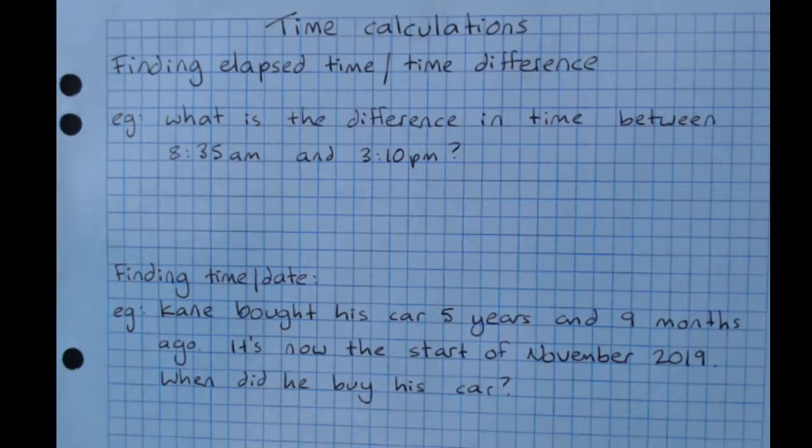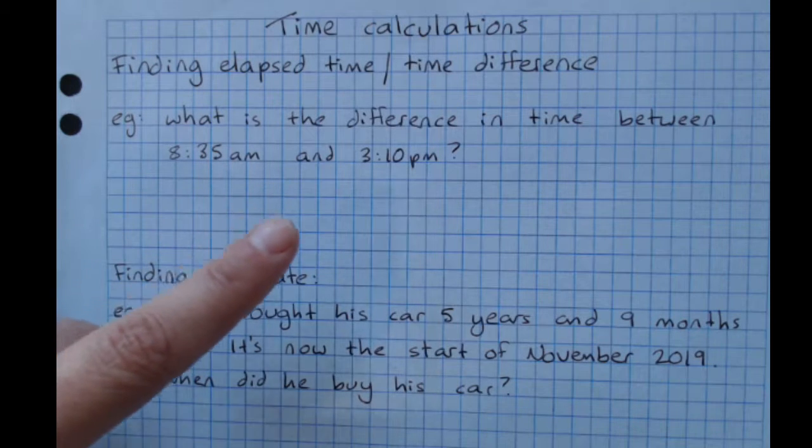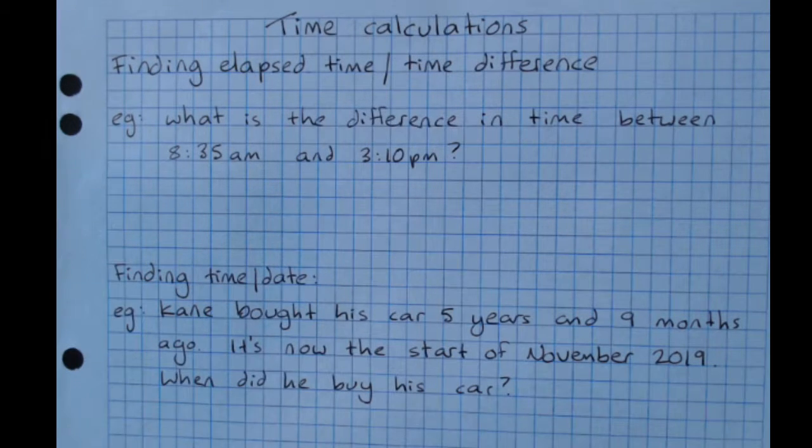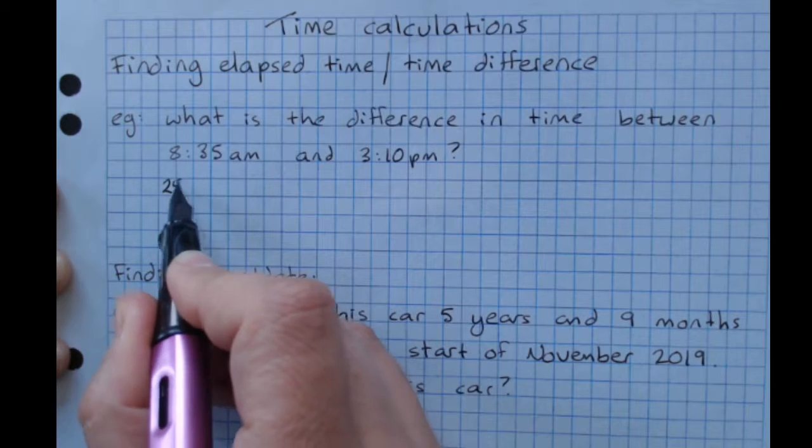So for example, what's the difference in time between 8:35 a.m. and 3:10 p.m.? Easiest way to do it is to work your way to the nearest nice whole hour. So we'll get to 9 a.m., then count the number of hours, and then any minutes to get to the next side. So 8:35 a.m. to get to 9 a.m., that's another 25 minutes.